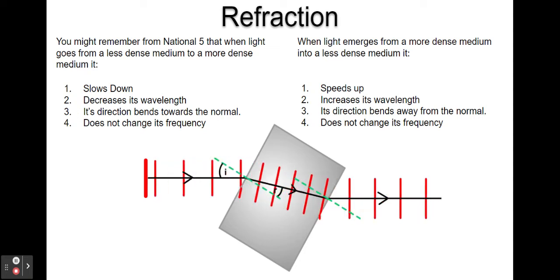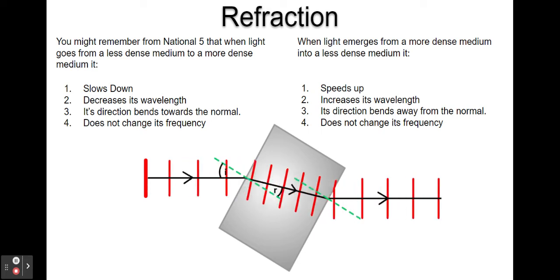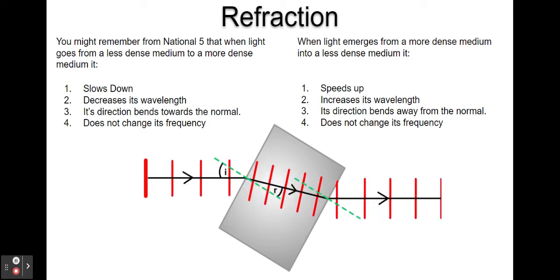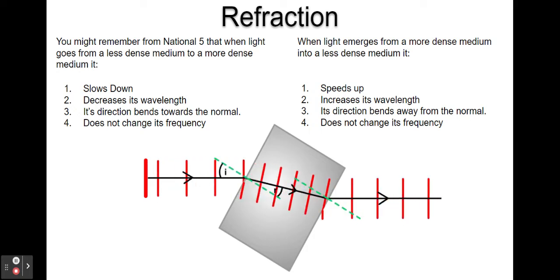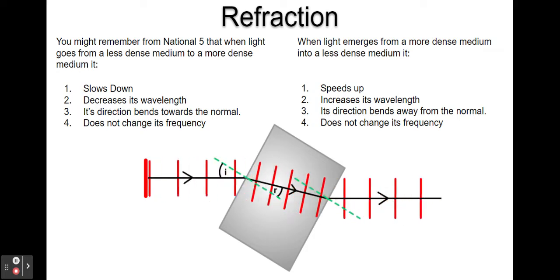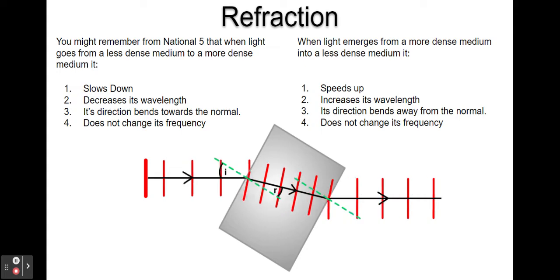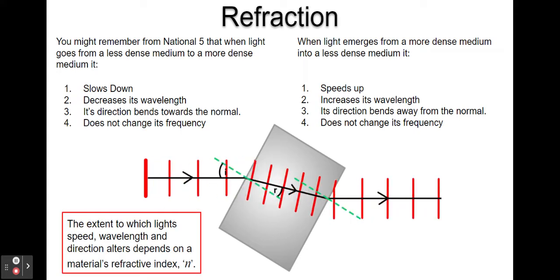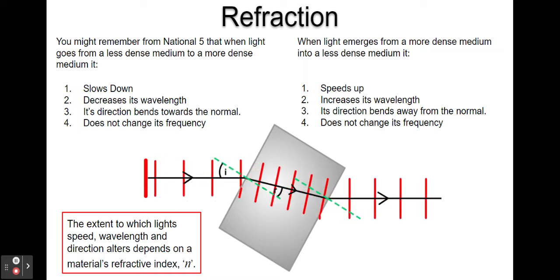Now, the extent to which the light slows down and speeds up, the extent to which its wavelength decreases and increases, and the extent to which the direction changes, all depends on the optical density of the material. That's measured using a term known as the refractive index, which has the symbol n.